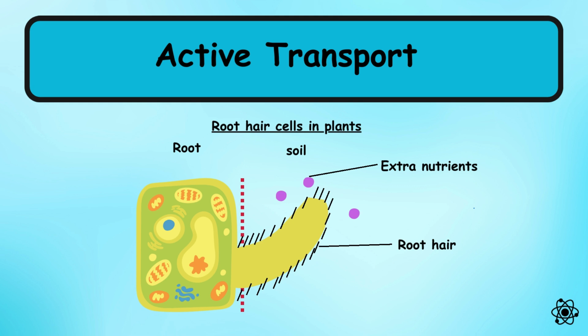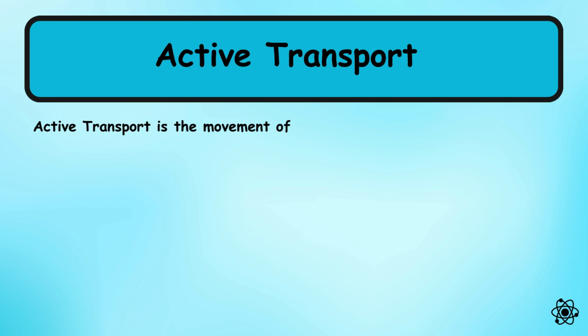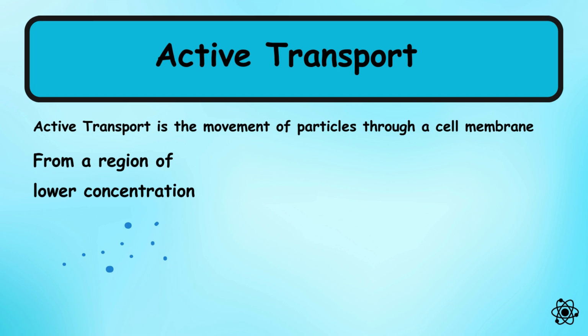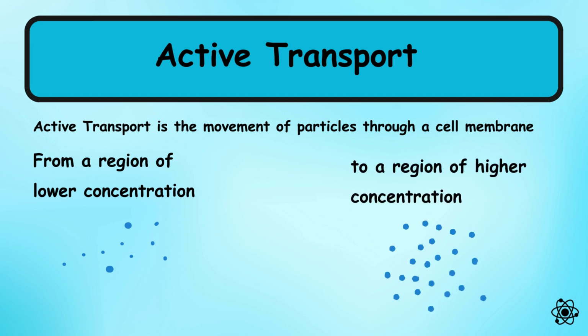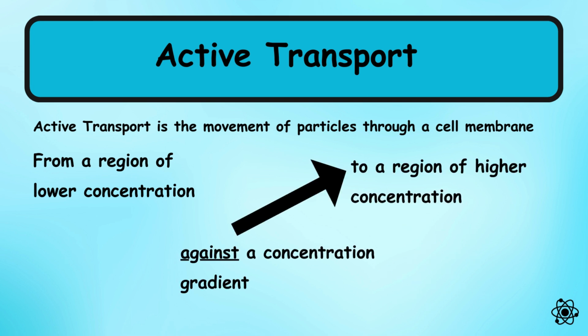These situations are encountered frequently in plant root hairs and villi epithelial cells. Active transport is the movement of particles through the cell membrane from a region of lower concentration to a region of higher concentration, that is, against a concentration gradient. Using energy from respiration, active transport forcefully transports molecules against the gradient.